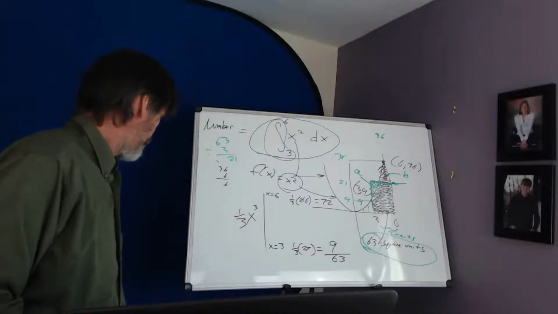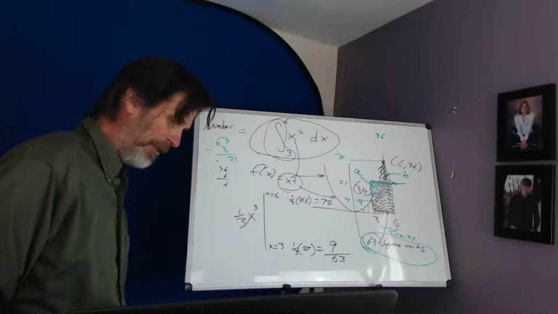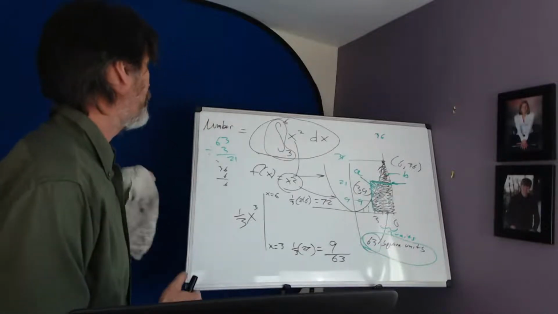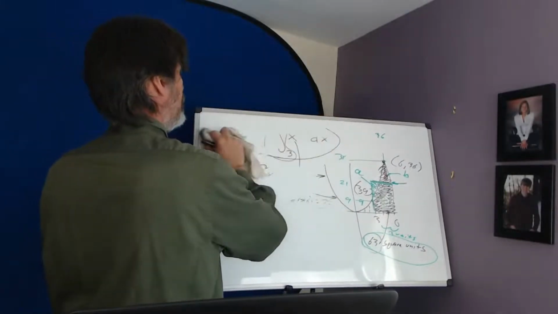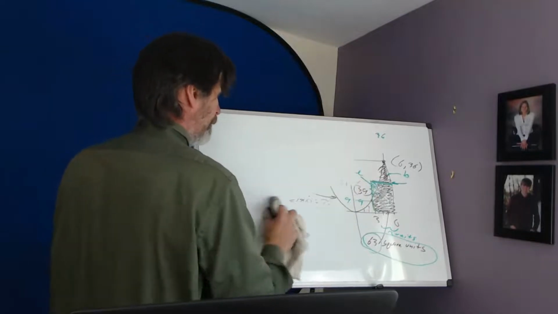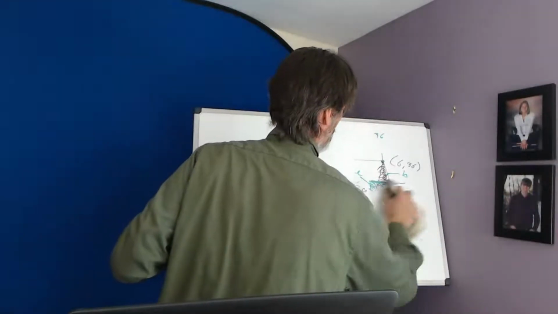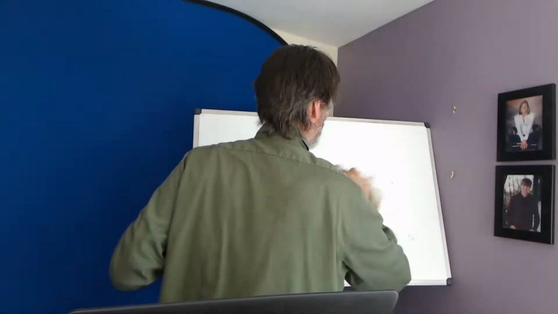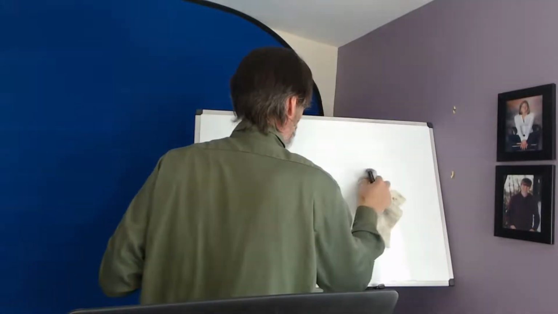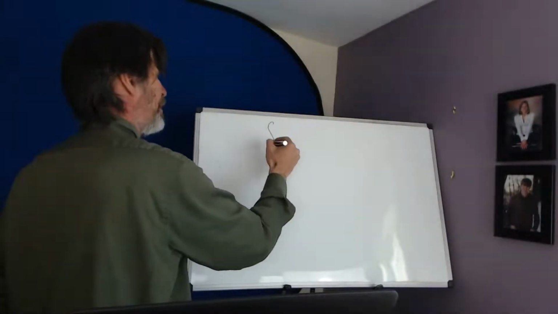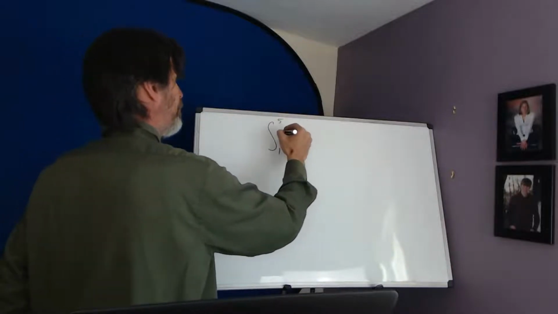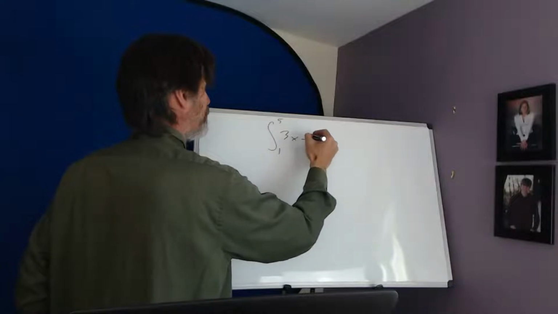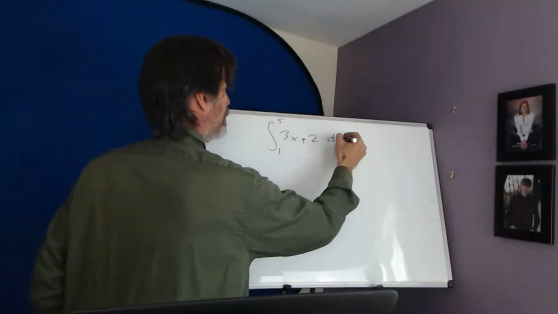So let's work at maybe one or two more of these definite integrals and relate those to the area under the curve. Maybe to illustrate that idea, let's do one that's a nice straight line. Let's consider the integral from 1 to 5 of 3x plus 2 dx.